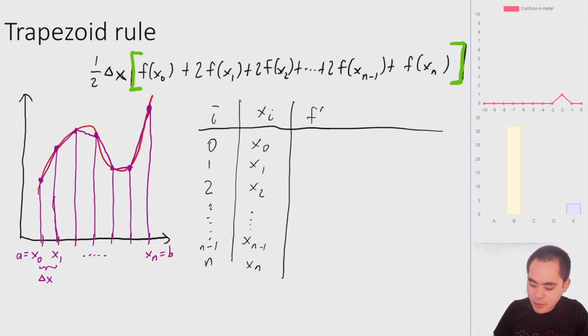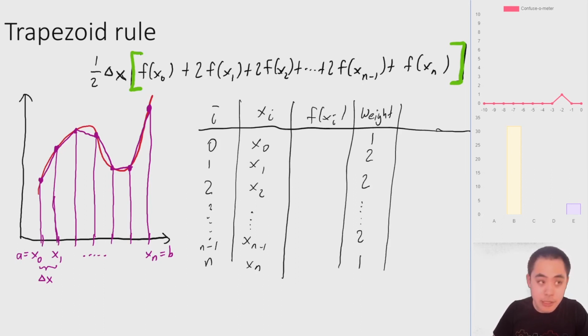Then you have your f of xi, which is just whatever the value is. But the important thing here is the weight is actually going to be different. So the weight's going to be 1 for the first term, 2 for all the terms except for the last one. And then we have another term here, which is going to be the weight times f of xi. And this summation is going to be equal to all the stuff that's in green.